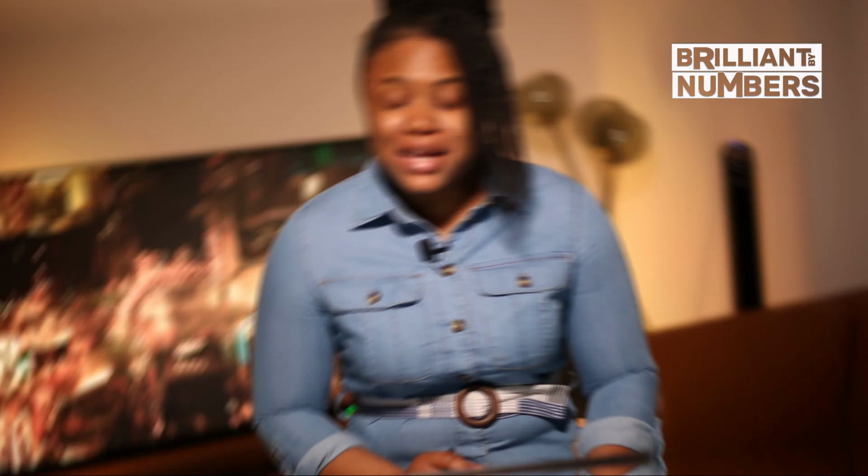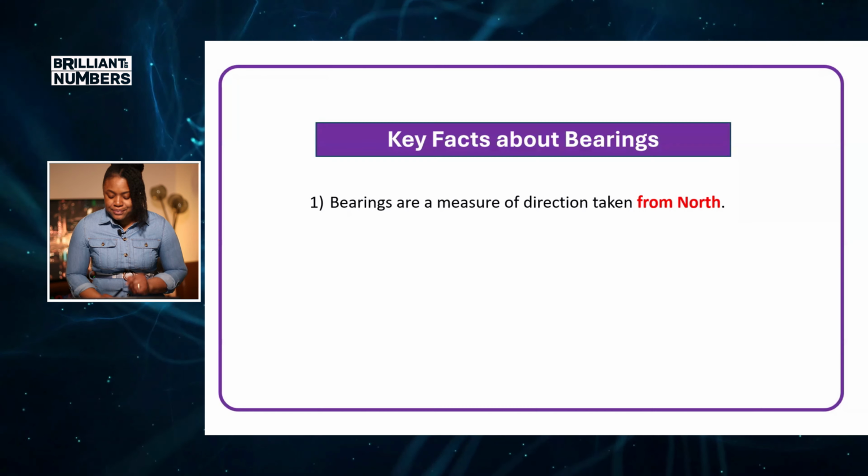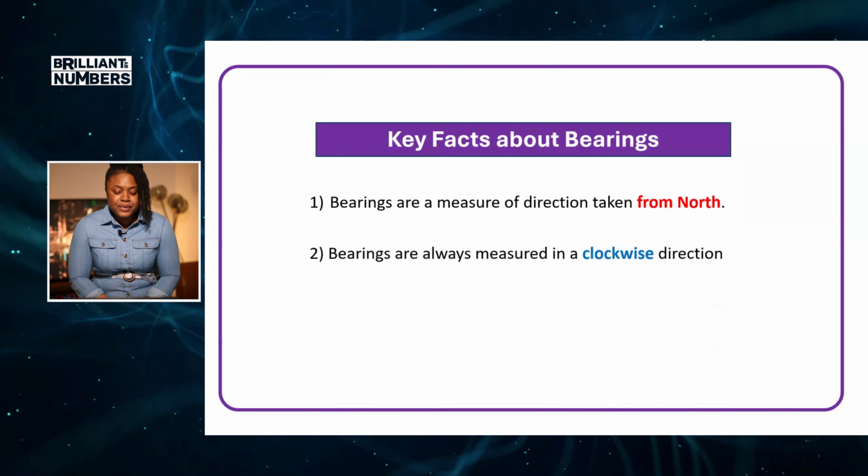Now, let's look at some key facts about bearings. If you're going to be good at this, these facts are things you must know. So, fact number 1, we've discussed already, that bearings are a measurement of angles, but they are taken from the north. Very important there. Second point, bearings are always measured clockwise.